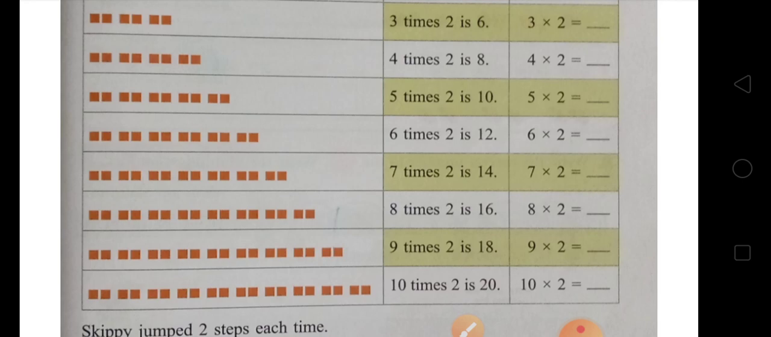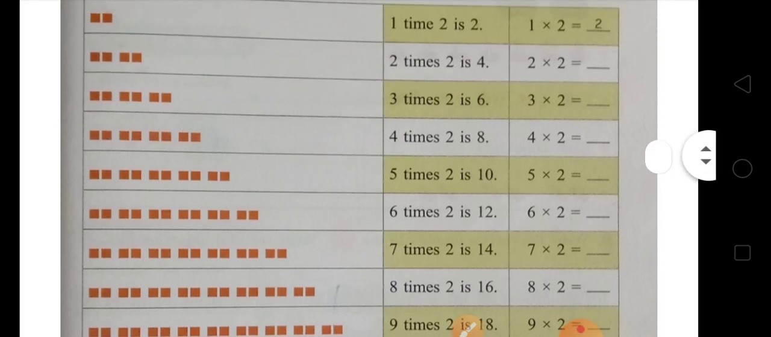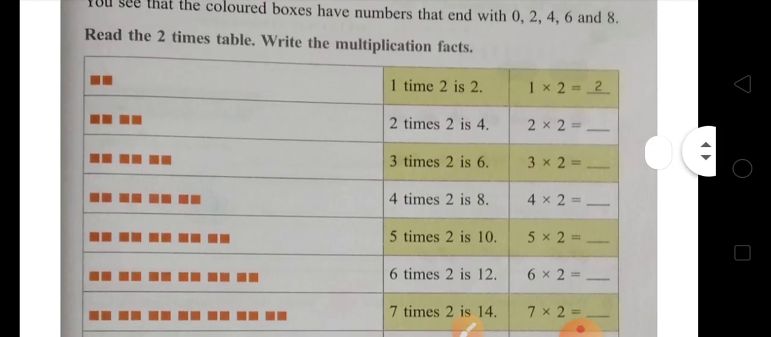Now the multiplication fact will be 1 multiply 2 equals 2, because there is one group and in each group there are 2 squares. 2 times 2 is 4, so the multiplication fact will be 2 multiply 2, because the first 2 is the number of groups and the second 2 is the number of squares in each group.